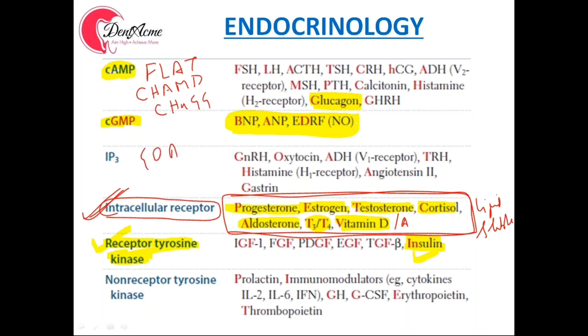Then for IP3 it's goat hag. Then this I think you don't need a mnemonic because this I've already told you. I think that should be enough. Not more than this is needed. Okay, let's continue and let's talk about the hypothalamic pituitary axis.